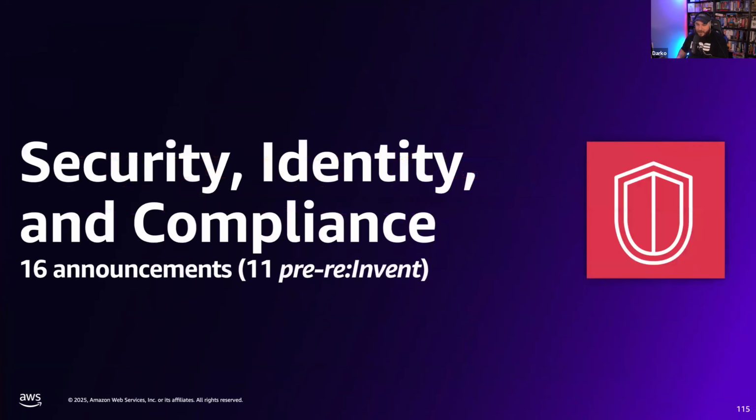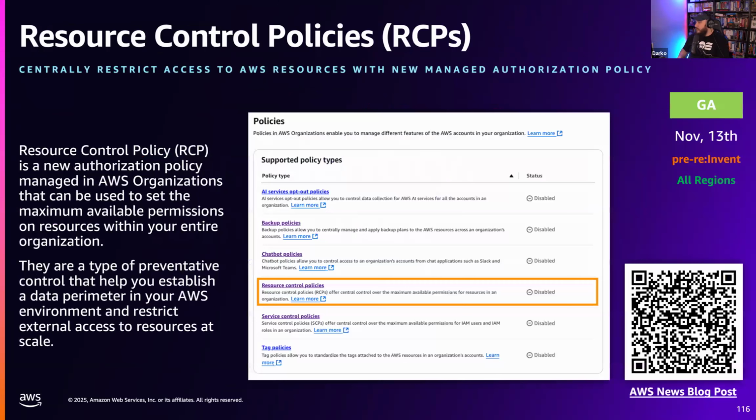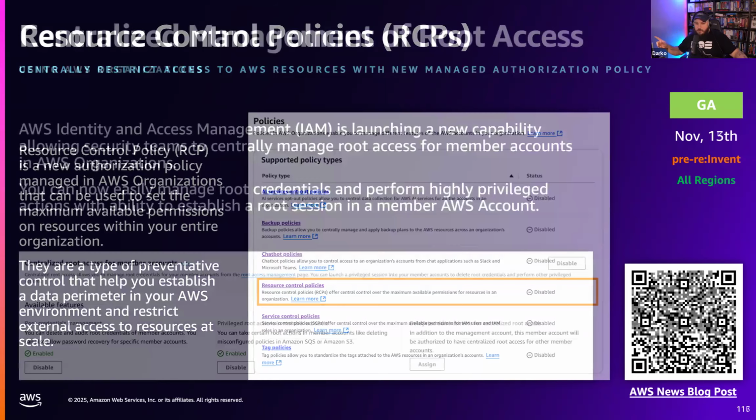Security and compliance. Resource control policies, RCPs. You can basically now control resource control policies. In this year, there's a bunch of new updates to RCPs. When we launched RCPs, there were certain limitations, so we've added another couple of cool things. You can centrally restrict external access to your AWS resources at scale, right? Really, really cool.